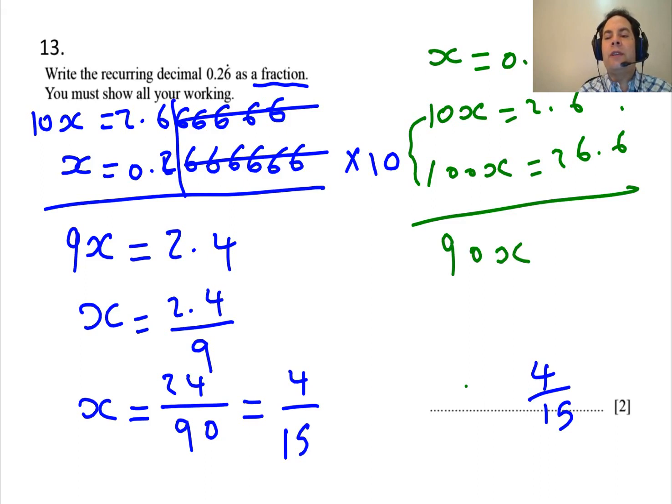26.6 minus 20.6 repeated is 24. So x is equal to 24 divided by 90, the same answer which we had before.